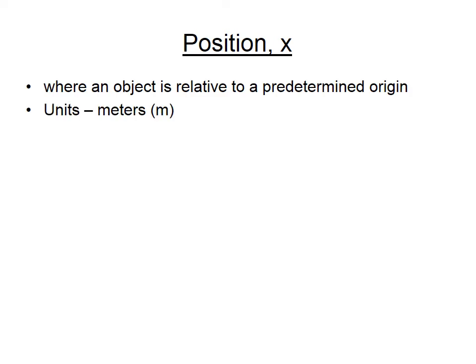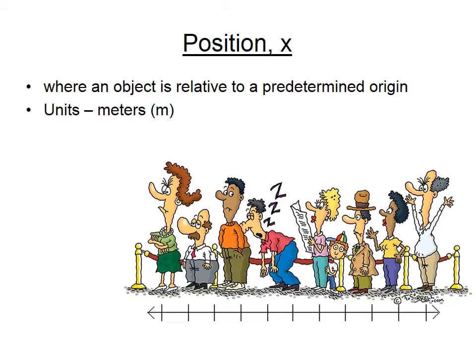Position is defined as where an object is relative to a predetermined origin. The units for position are meters. So here's an example of position. Say we have a number line and we have a group of people waiting in line at the MVA. What if we wanted to know the position of the sleeping man?